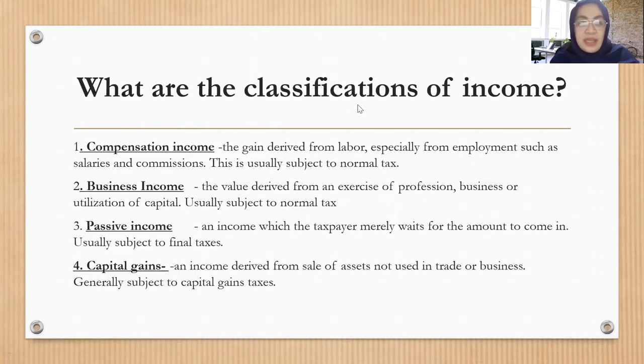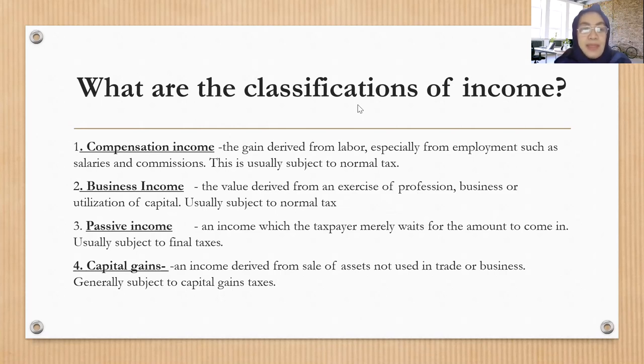Okay. What are the classifications of income? We have somehow discussed this in our updates for the TRAIN law. Compensation income is income from employment, and usually subject to normal tax, Section 24(A). Just to be clear, class, when I talk about subject to normal tax and subject to final tax, the usual difference is that those subject to normal tax are included in your income tax returns, especially for resident citizens. Those subject to final tax are usually passive income that are not included as a line item in your income tax return.